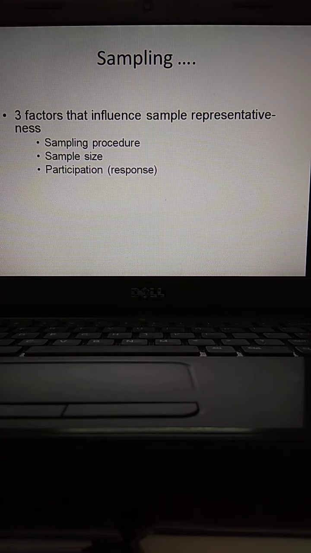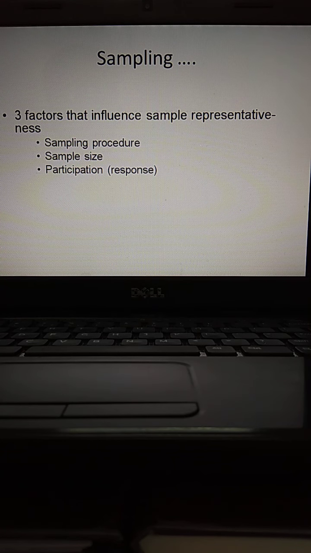So when you go for sampling, three factors are going to affect it. The first one is the sampling procedure, then the sample size, and the participation of the respondents. Very shortly we are going to understand the sampling procedure. The sampling procedure lets you understand how to pick the sample. There are so many methods.